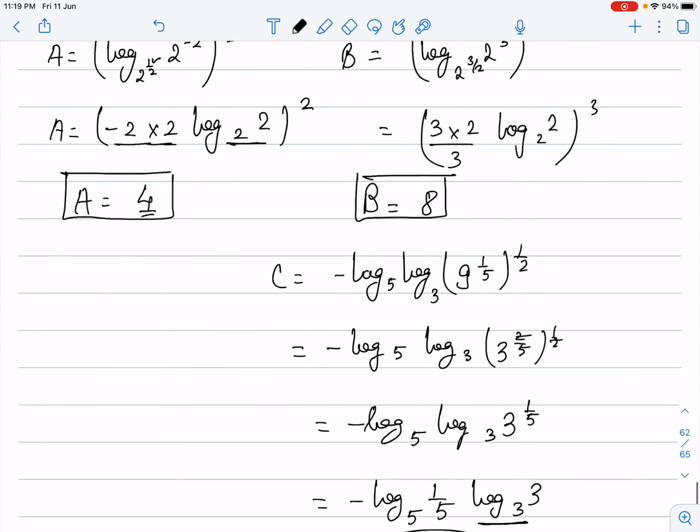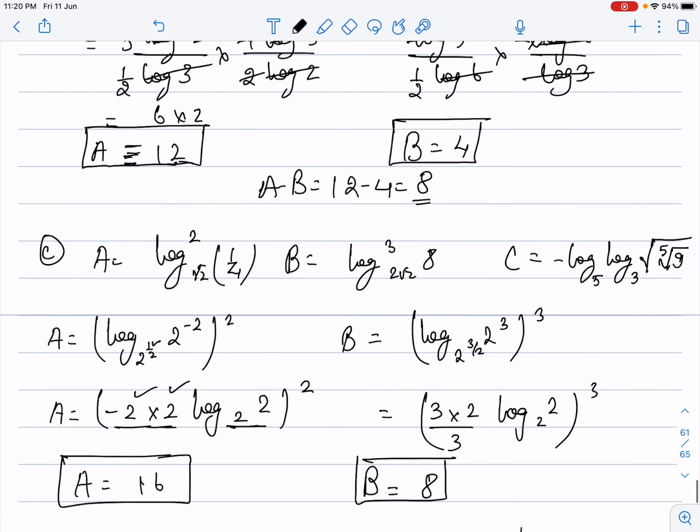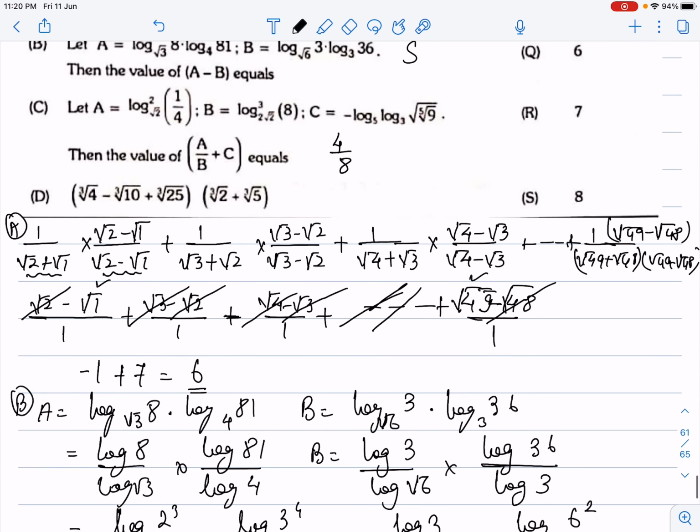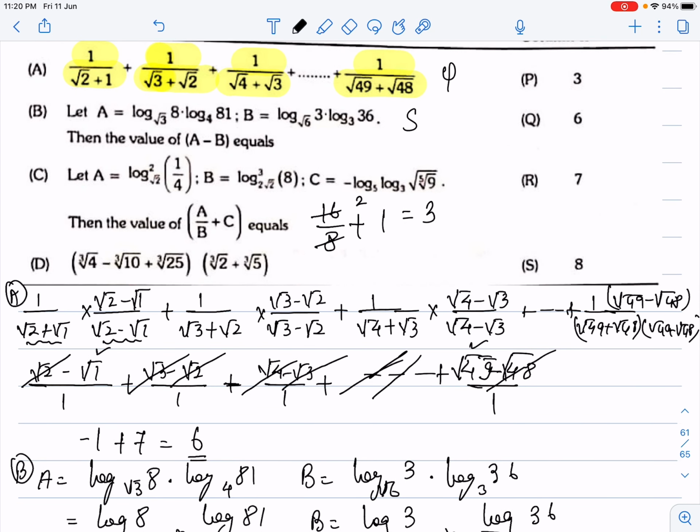That means what? 4 by 8. Guys, this is not 4, 4 square it is, 16 it will be. Hope you guys would have got my point. So 16 by 8 plus 1 it will be. Let me write it over here. 16 by 8 plus 1. So division will be done first by us. So 3 will be the answer over here. So which option should be marked by us? Option P should be marked by us. Now let's move on and see the last sub part of this.